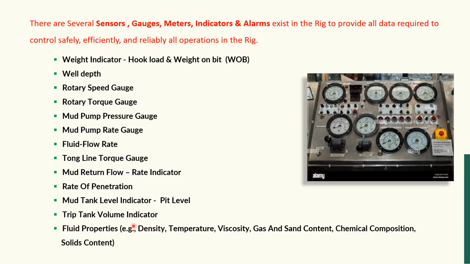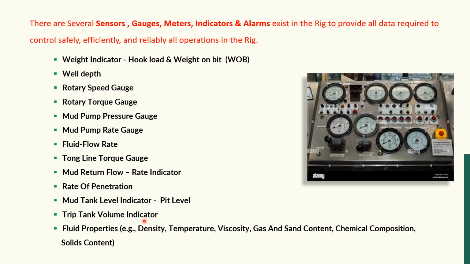Trip tank volume indicator. This indicator allows the driller to monitor the amount of mud displaced by the tubular during tripping. Okay, how much drilling mud is pumped to the hole, and how much it is supposed to be pumped. Why? Because during tripping we are pulling out the drill string and drill pipe, so the empty space should be filled with drilling mud. Otherwise, if it is not filled according to the requirement, then a kick will arise in this situation.